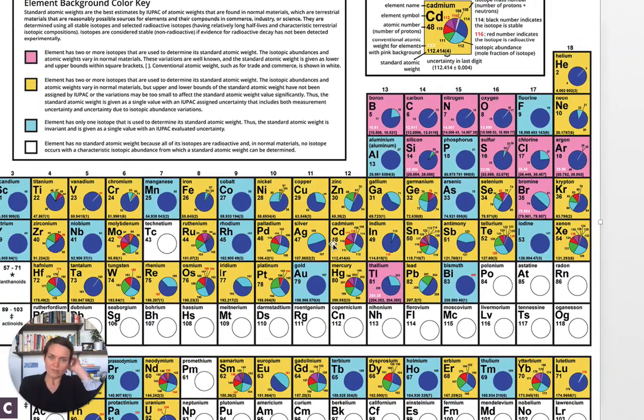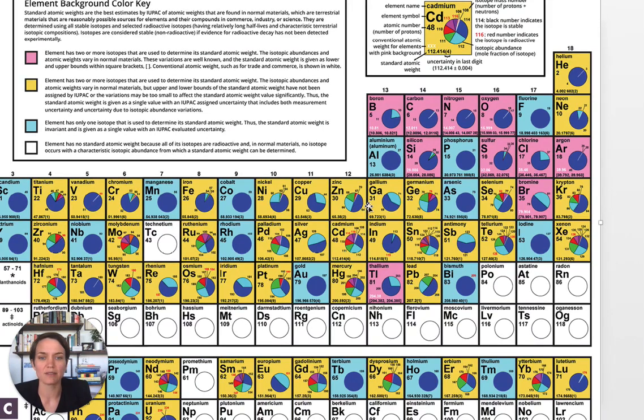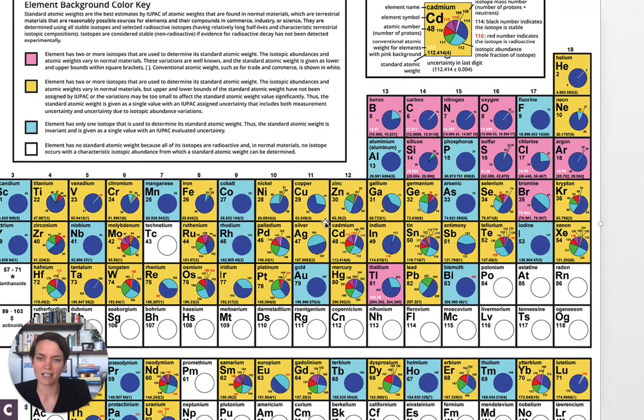So these pie charts here are just representing the relative abundance of the isotopes of that particular element. If you look at gold, we can see that really gold is only going to have one form. And all of these elements that are in blue here fall into that category. So that's pretty cool. Then you have in yellow and pink elements that have multiple isotopes. You don't need to memorize this.